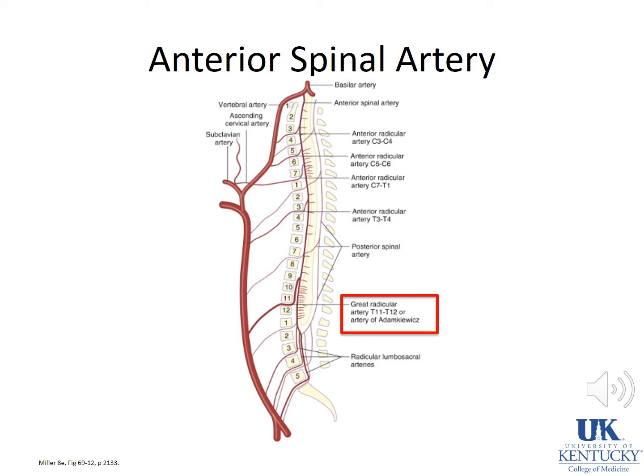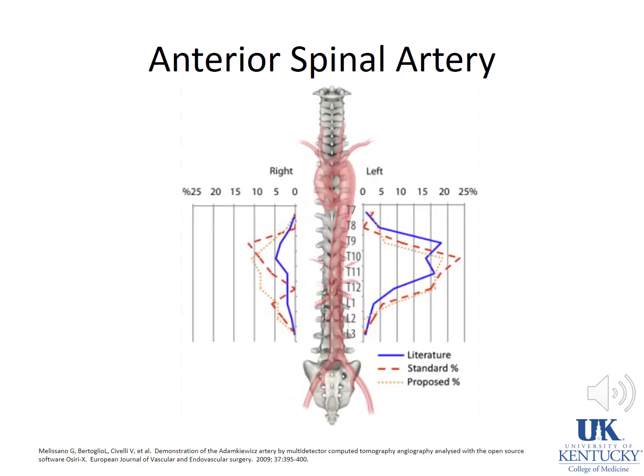This illustration nicely shows the radicular arteries, but does not accurately represent the source of the artery of Adamkiewicz. This illustration shows the origin of the artery of Adamkiewicz. Note that in 75% of patients, the artery results from the fusion of radicular arteries T9 through T12. The range, however, is from T5 through L5. There are consequences for this configuration.